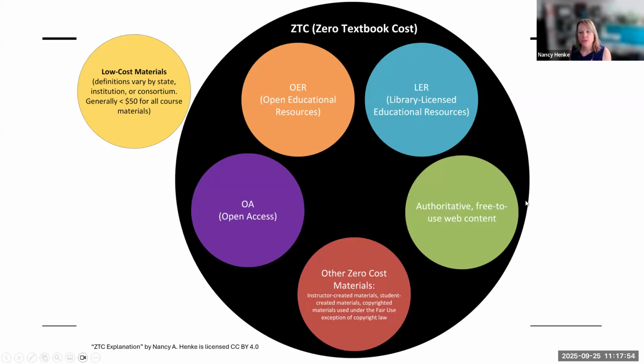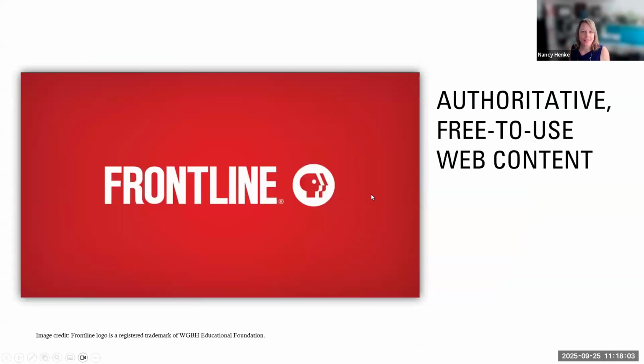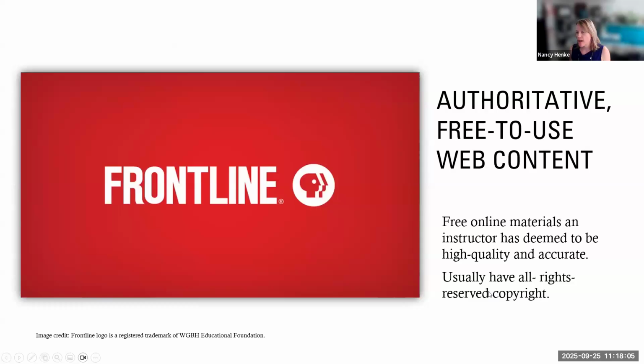So let's go to another way to achieve ZTC, zero textbook cost: authoritative free-to-use web content. Authoritative free-to-use web content is very simply free online materials an instructor has deemed high quality and accurate. And they usually have all rights reserved copyright. So instructors use these in classes a lot.